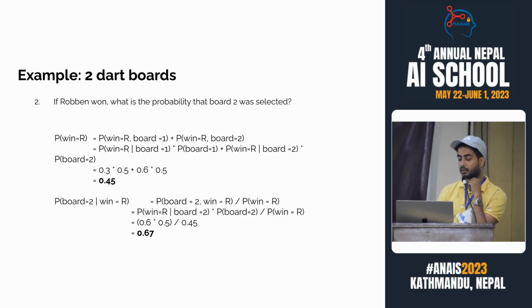You can compute this by saying the probability of win equals Robin given board equals 2 times the probability of board equals 2. And we are doing what you're saying: the probability of board equal to 2 is 0.5. So yeah, it's highly likely that board 2 was chosen. Sounds good. Any more questions about this? I think this is a very crucial thing to understand for future talks. Many fields of ML use Bayesian statistics.